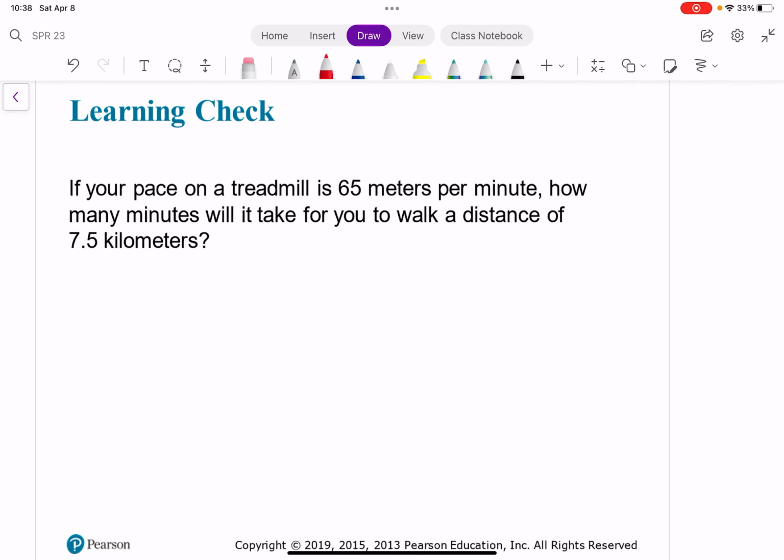Okay, if your pace on a treadmill is 65 meters per minute, all right, let's write down that conversion factor. 65 meters equals 1 minute, right? 65 meters per minute is the same thing as saying this equality here. How many minutes will it take for you to walk a distance of 7.5 kilometers? So 7.5 kilometers equals question mark minutes.